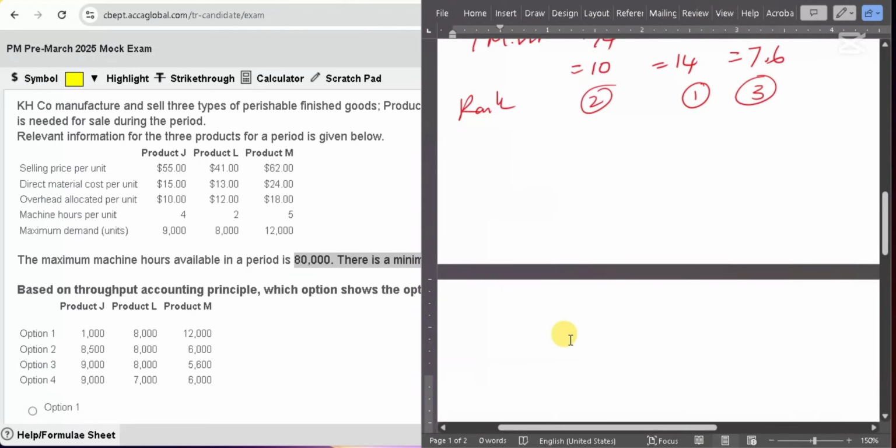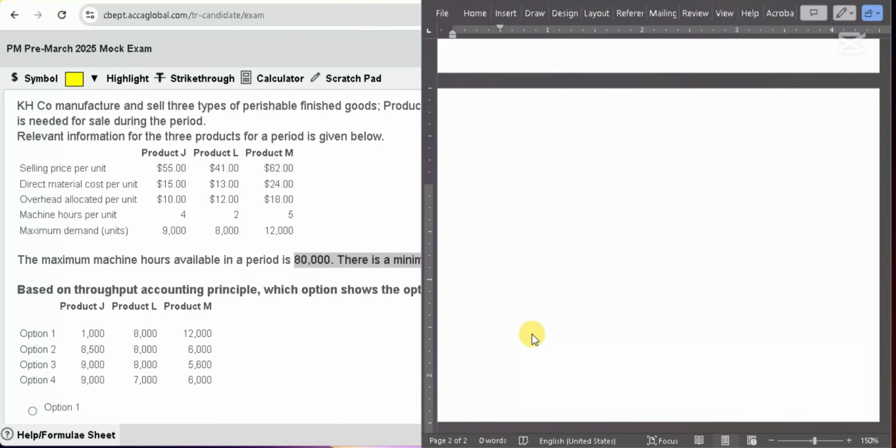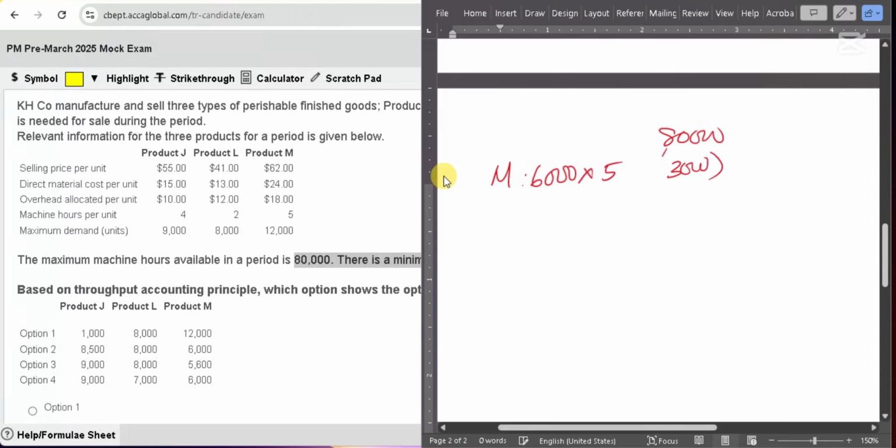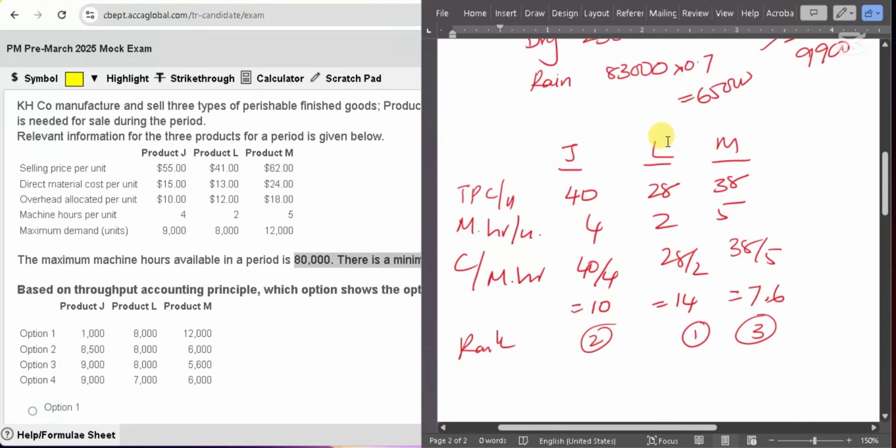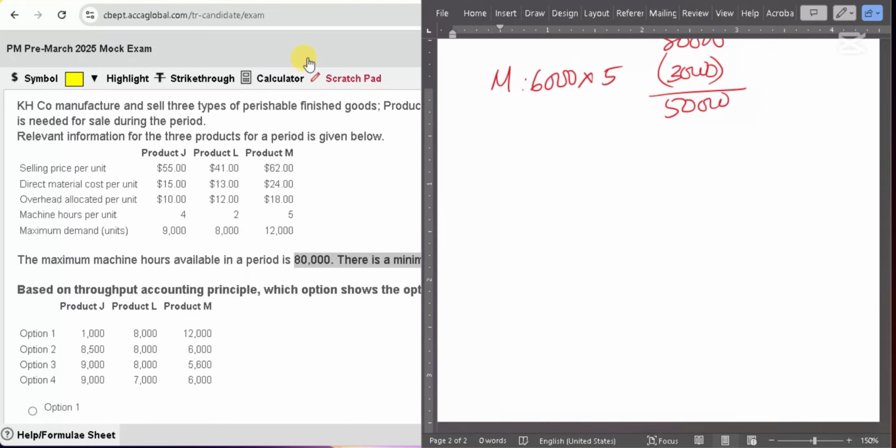Okay, let's do it. So 80,000 hours are available. M minimum order 6,000. Each takes 5 hours. 30,000 allocated for M. Balance 50,000 hours. Then go to rank 1 product. Which is rank 1? L is the rank 1. So this is for minimum order, not based on rank. This is the minimum order we already have signed.